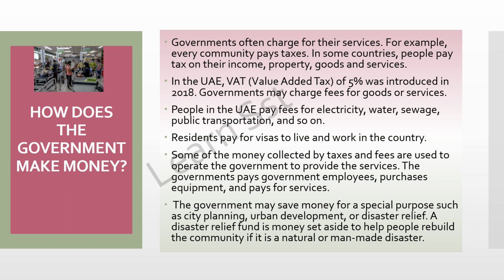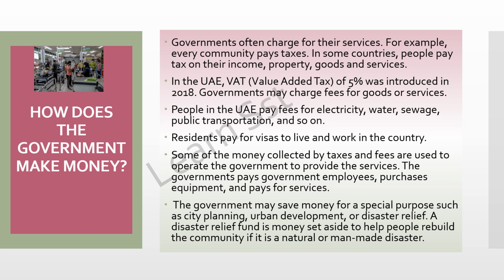So in UAE, it is the value added tax, that is 5%, and this was introduced in the year 2018. So when you buy any stuff from the malls or online or anywhere, you have to pay 5% of the total amount to the government. Then there are various services which we take. So for those services also we have to pay certain amount, that is 5% of the total amount to the government. People in UAE, they pay the fees for electricity, water, sewage facilities, public transportation and so on.